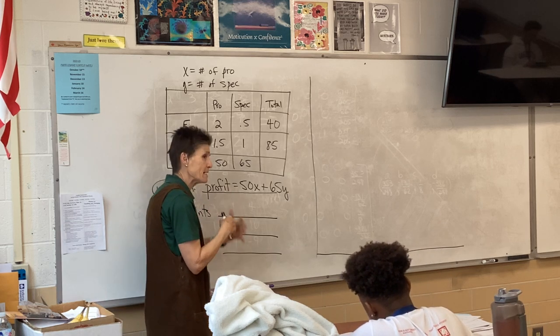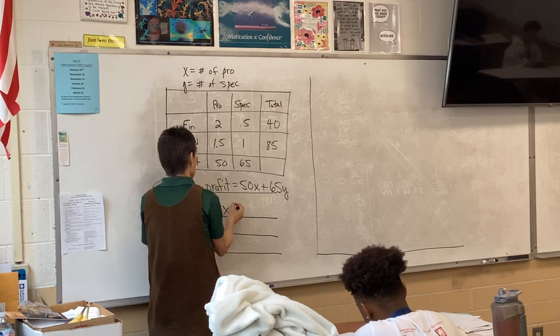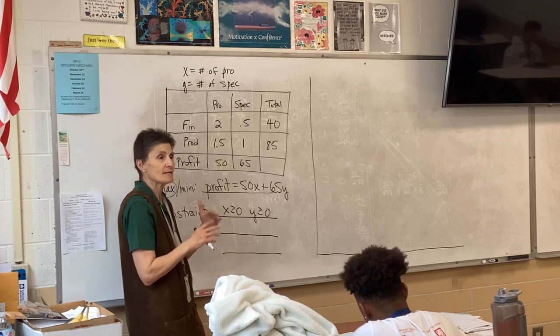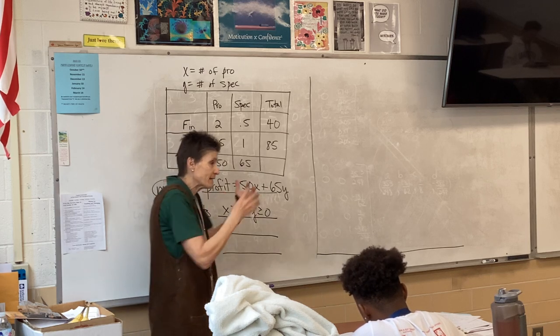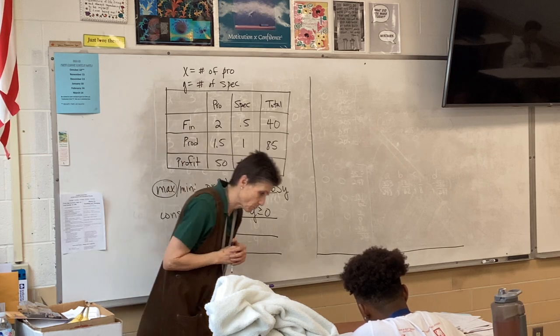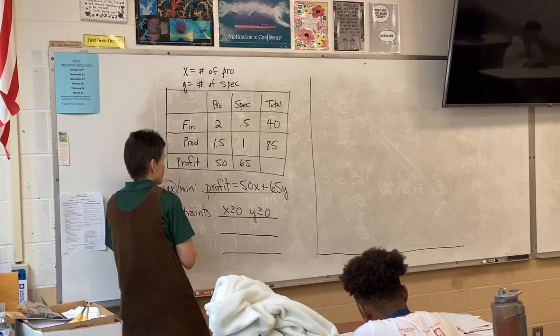Now, what are the constraints in this problem? X and y have to both be bigger than zero, for sure. That's automatic, that's not written there. Can I make negative skateboards? No, I'm assuming these are skateboards, right? Yeah. Okay. What else are my constraints?